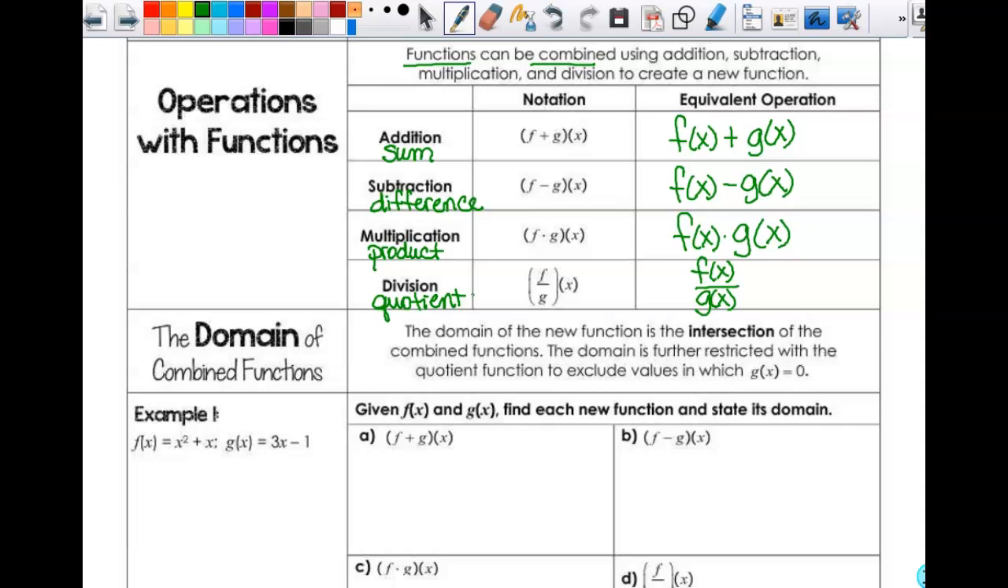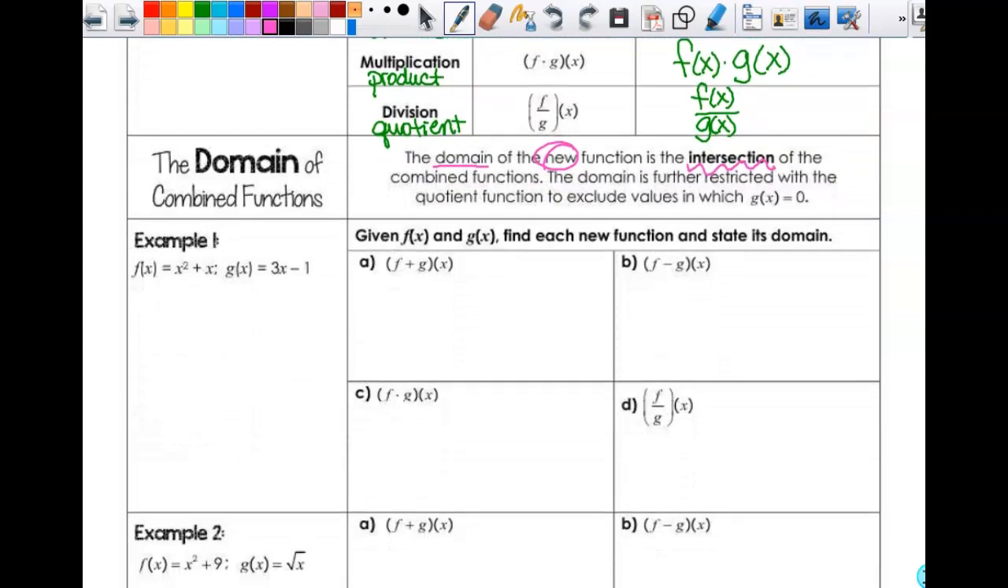Okay, so the domain. Here's how we decide what the domain is of our new function. The domain of the new function is the intersection of the combined functions. The domain is further restricted with the quotient function to exclude values in which g of x equals 0. Now it says g of x based on what we wrote above. What this really is meaning is the denominator.